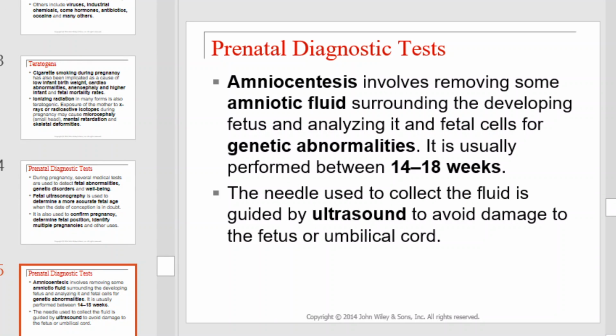Amniocentesis involves removing some amniotic fluid surrounding the developing fetus and analyzing it and fetal cells for genetic abnormalities. It's usually performed between weeks 14 and 18. The needle used to collect the fluid is guided by ultrasound to avoid damage to the fetus or the umbilical cord.